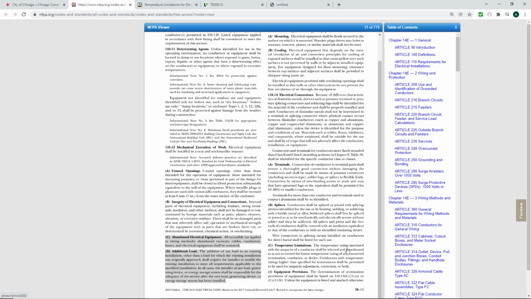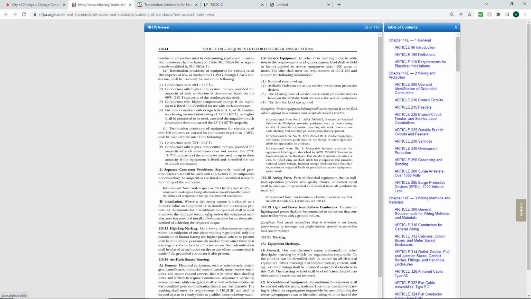temperature limitations. The temperature rating associated with the ampacity of a conductor shall be selected and coordinated so as not to exceed the lowest temperature rating of any connected termination, conductor, or device. Conductors with temperature ratings higher than specified for terminations shall be permitted to be used for ampacity adjustment, correction, or both. So you got to read the temperature limitations and then go into the 1 through 4.